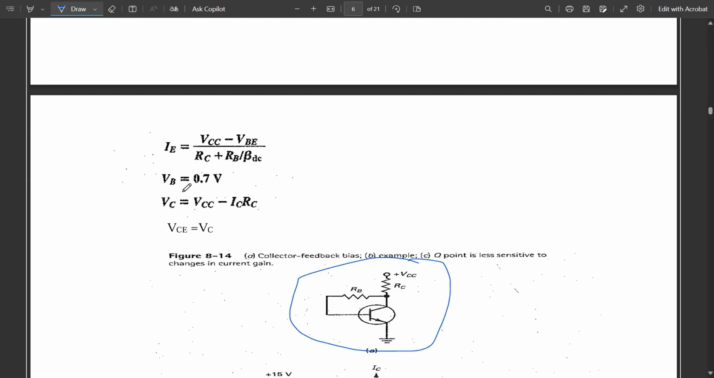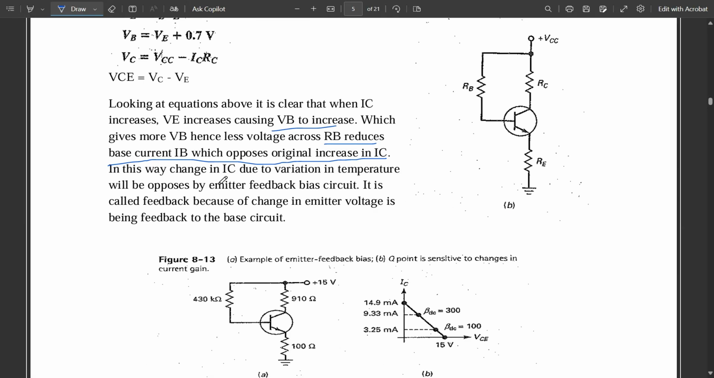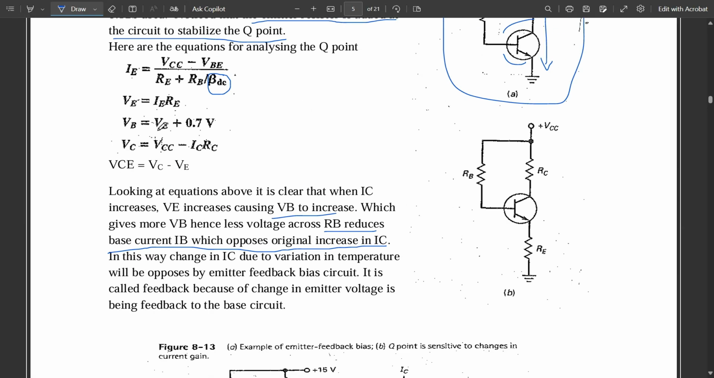The rest of the things remain the same. VB is equal to 0.7 volt, whereas in case of emitter feedback bias, VB would be equal to VE plus 0.7 volt. Why? Because it is fed just below VCC. So that's why VE plus 0.7 volt comes into the picture as the voltage across the base bias circuit.